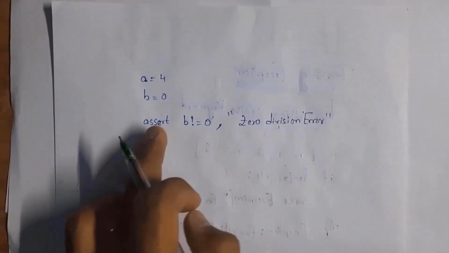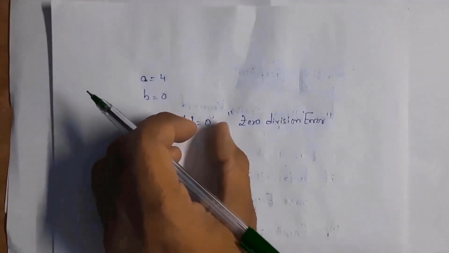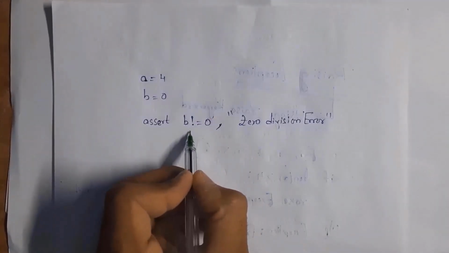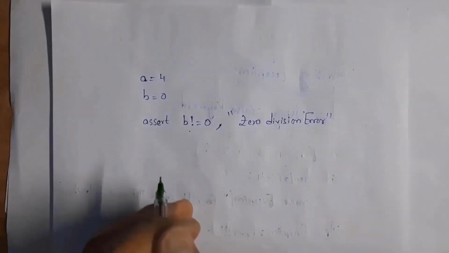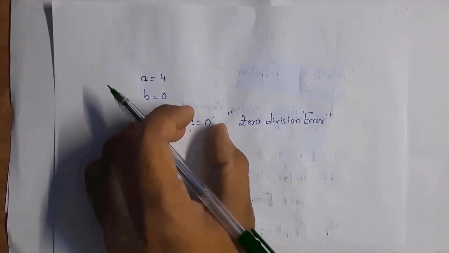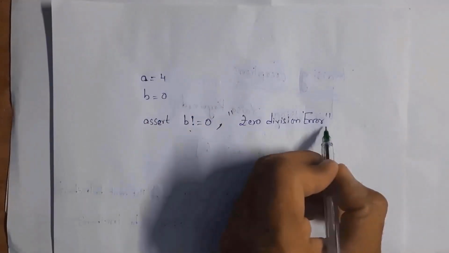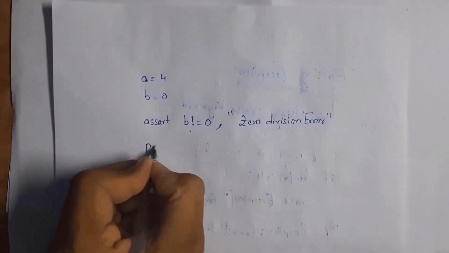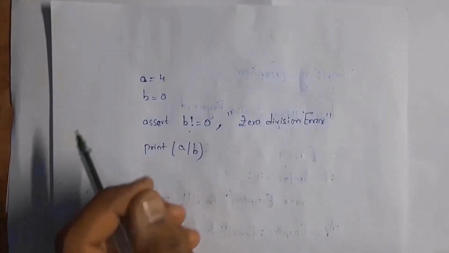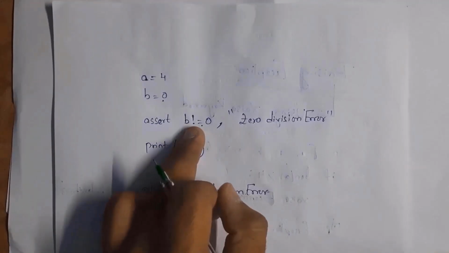This is the use of the assert keyword. Write assert and give a condition. Only if this condition is satisfied, then it will continue execution. But if this condition is not satisfied, then it will display the error message, that is ZeroDivisionError. And I am writing another statement, that is print a by b. Here I gave the condition, that is b is not equal to 0.